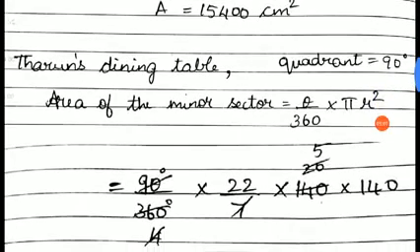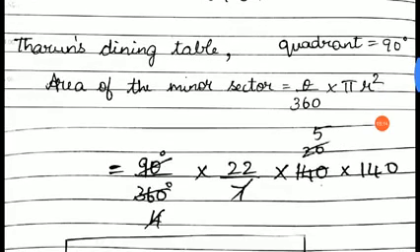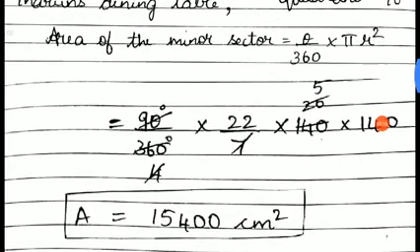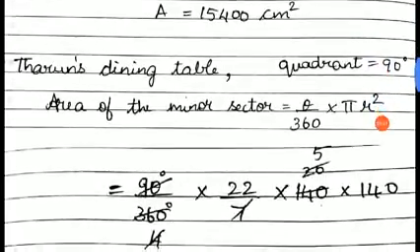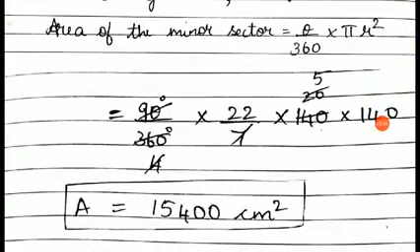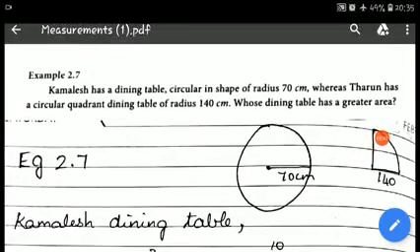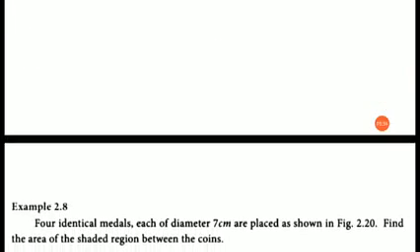So shall we just substitute here? Theta will be 90 by 360 degrees into 22 by 7 into 140 is the radius. There is a radius square, so 140 into 140, and then you can cancel all the terms. The final answer derived is 15,400 centimeters square. So both dining tables have the same value. So what should be the final answer? Both Kamlesh and Tarun's dining tables have the same area. Okay children, now shall we move on to the next question?